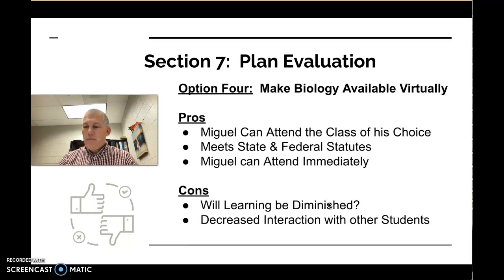And then the fourth option is making biology virtually available. The pros would be that Miguel could take biology immediately without needing the school to be modified. The cons are that a virtual course could limit Miguel's collaboration with classmates and diminish his learning experience and social interaction. Lastly, is it even possible to find a suitable virtual course that can be accessed?